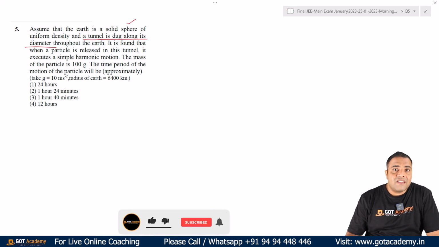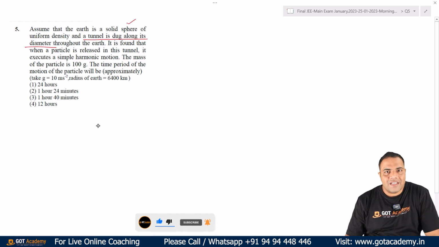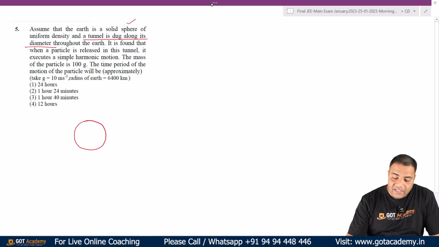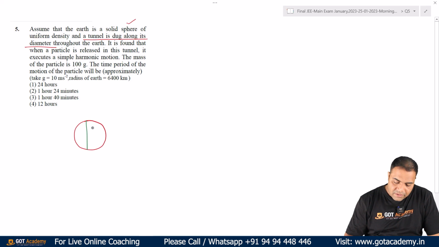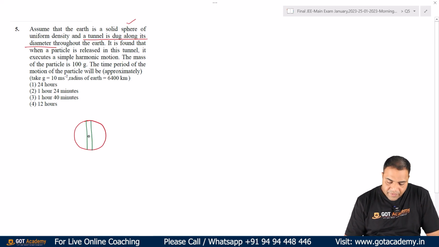So have you read this kind of concept? Then what is the formula for the time period? So these are the 2 questions that will reach your brain, isn't it? Now let me tell you. First I'll tell you the concept, right? So earth is in the shape of a sphere. Okay, let me take it like this. Now a tunnel has been dug along its diameter. Clear?